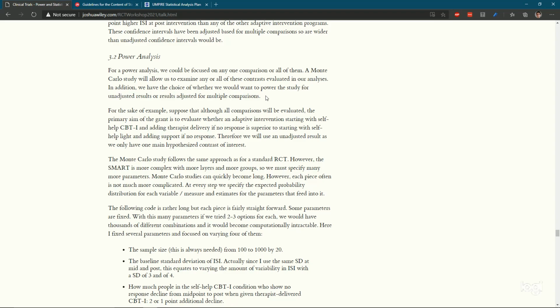For the sake of example, though, suppose that although all the comparisons are going to be evaluated, the primary aim of this grant is actually just to evaluate whether an adaptive intervention, starting with self-help CBTI and adding therapist delivery if no response, is superior to starting with self-help light and adding support if no response. Therefore, we're going to use an unadjusted result because we only have one main hypothesized contrast of interest. That's our main point of this grant. The other stuff is sort of extra, maybe the secondary outcomes, secondary aims. So we're going to focus on that, and we won't have the multiple comparisons.